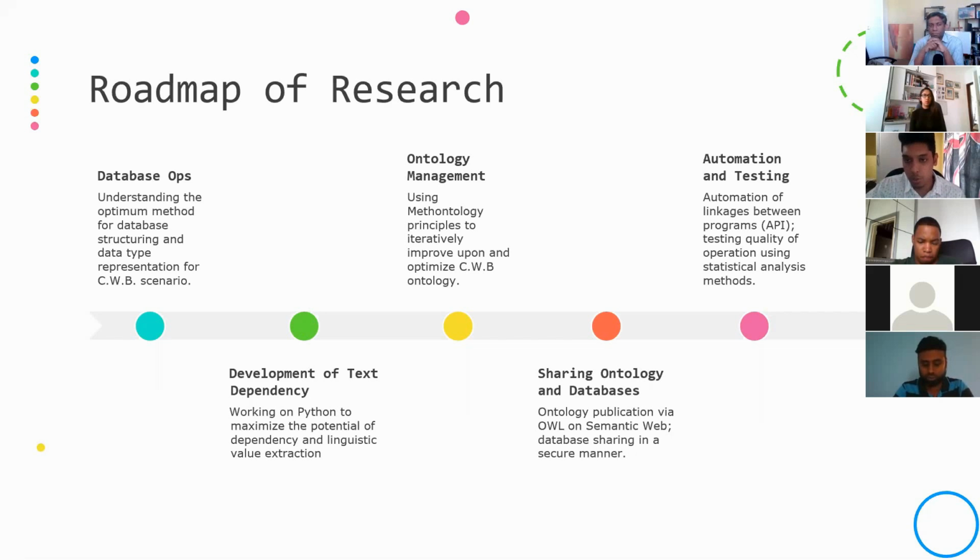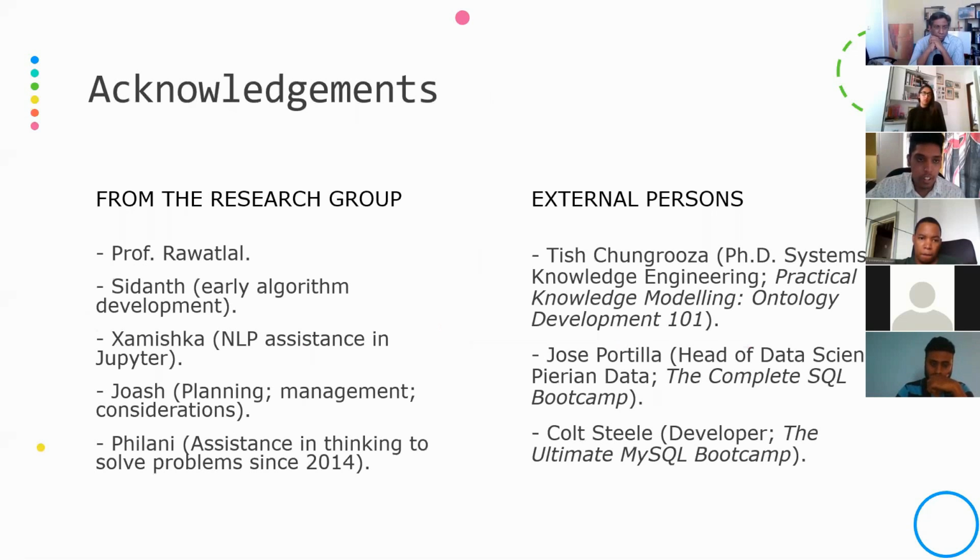And then finally, we just want to look at automation and testing to automate linkages and operations as far as possible, and testing the quality of the operation system from a database perspective all the way through to the front-end presentation to the user. And this analysis should be done with statistical methods as well.